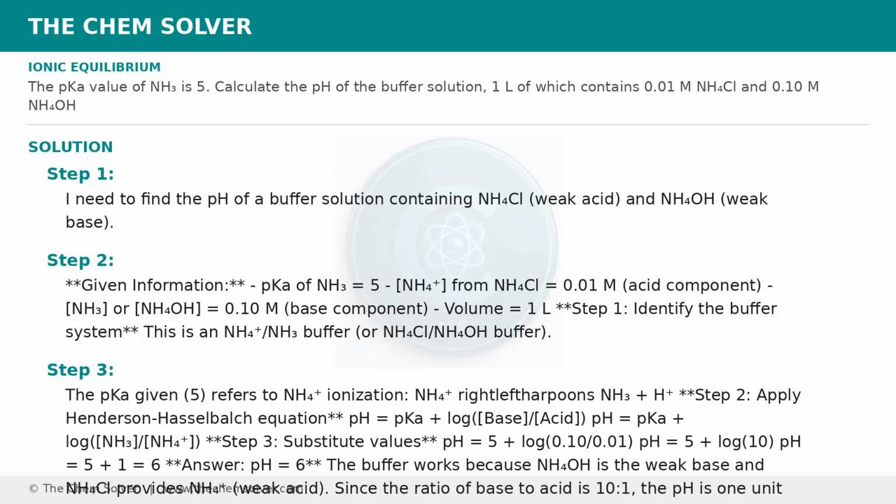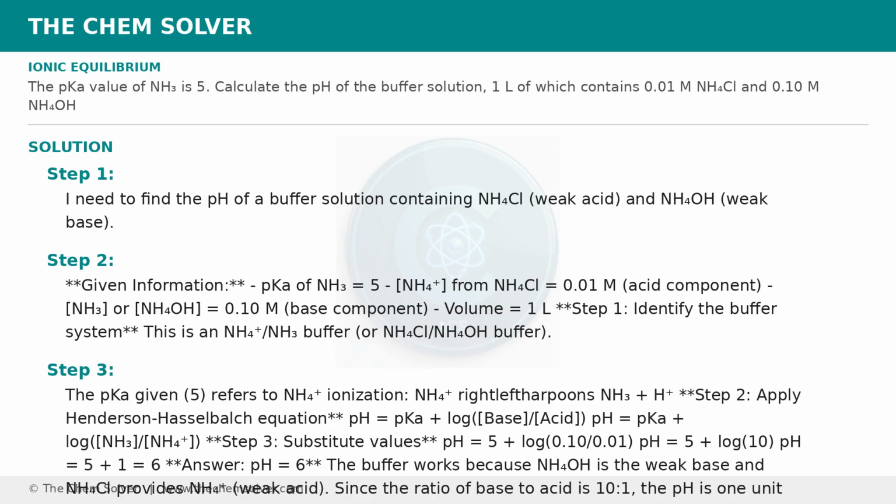Step 2. Apply the Henderson-Hasselbalch equation. pH equals pKa plus log of base over acid. pH equals pKa plus log of NH₃ over NH₄⁺. Step 3. Substitute values.